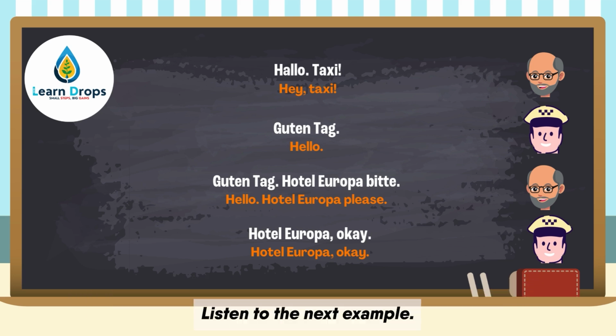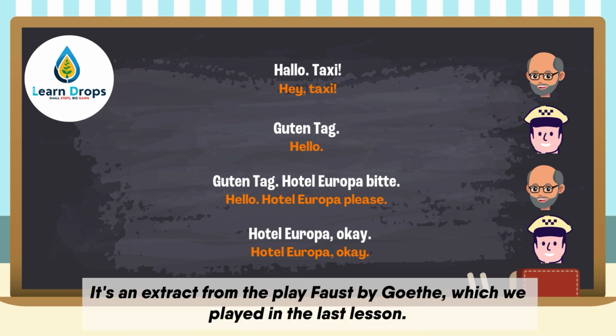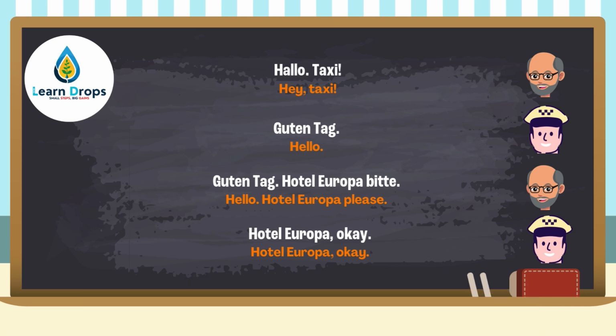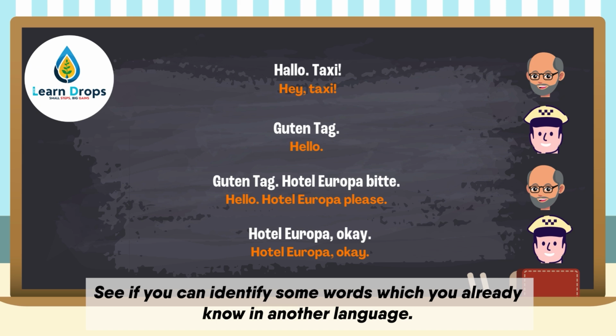Listen to the next example. It's an extract from the play Faust by Goethe, which we played in the last lesson. See if you can identify some words which you already know in another language.